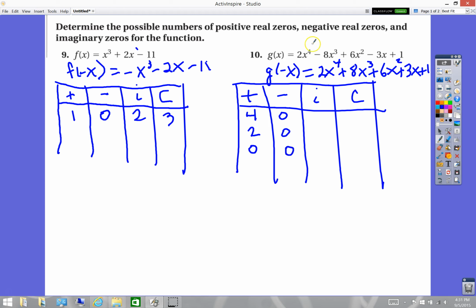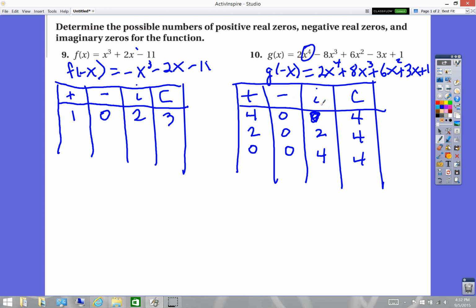Now, since this is a 4th degree polynomial, we can say for sure that the total number of complex zeros is 4. So now we can fill in the number of imaginary zeros. 4 plus 0 plus 0 equals 4. 2 plus 0 plus 2 is 4. And 0 plus 0 plus 4 is 4. So those are all the possible combinations of positive and negative real zeros and imaginary zeros.